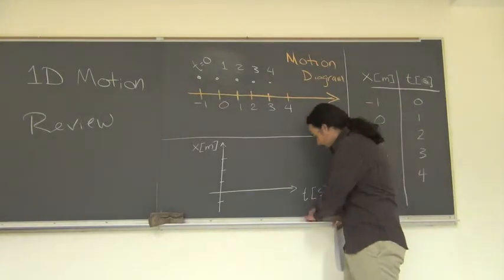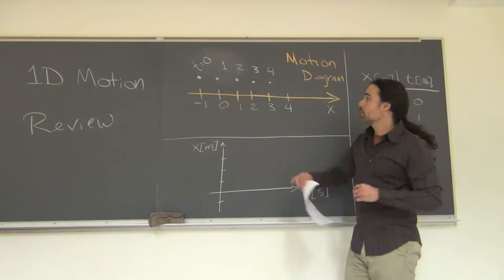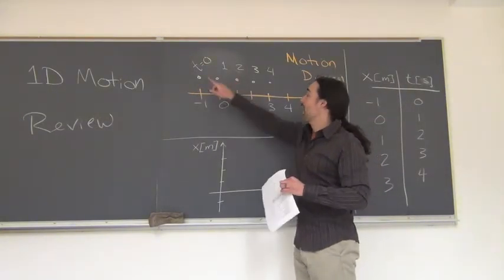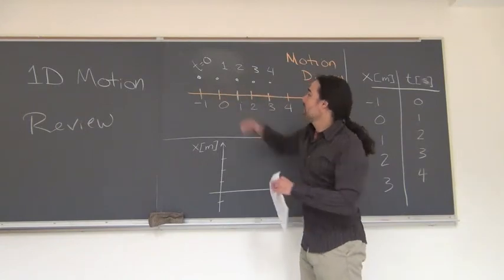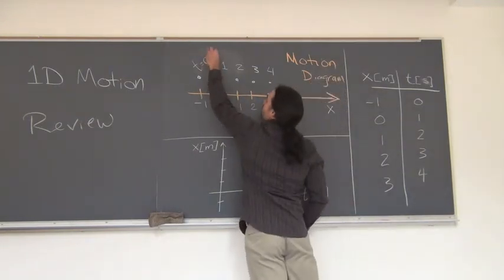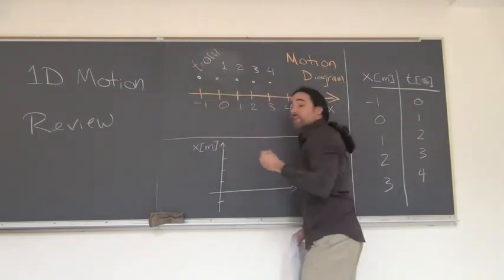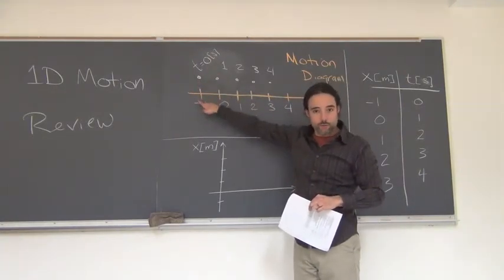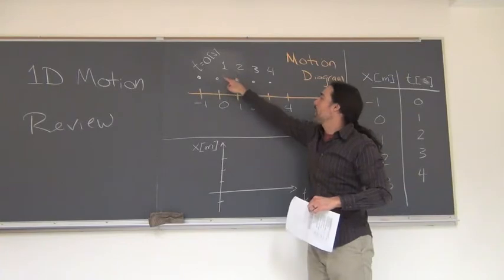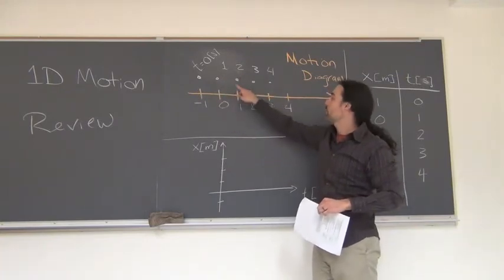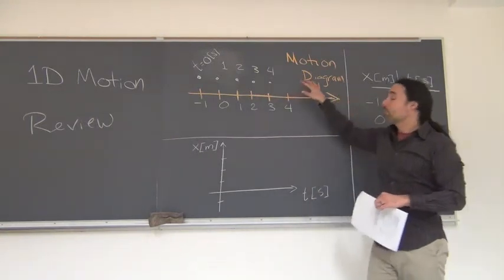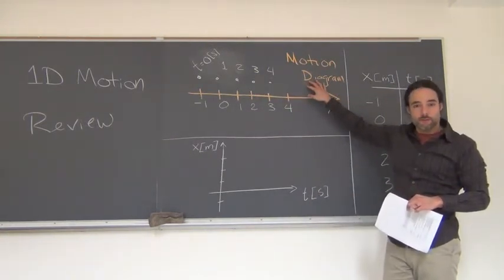And my particle, or my object, is going to be located at different points in space at different times. So at t is 0 seconds, let's assume all my times are going to be in seconds, at t equals 0 seconds, we're at a position -1 meter. At 1 second, we're at 0 meters. 2 seconds, we're at 1 meter, etc., etc. So we can build up a motion diagram like this.